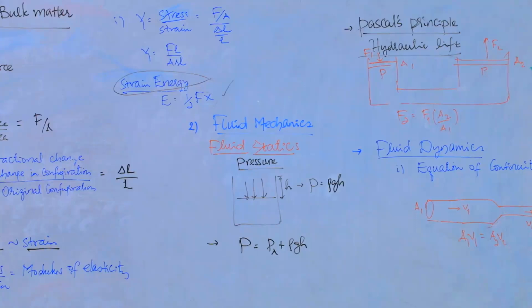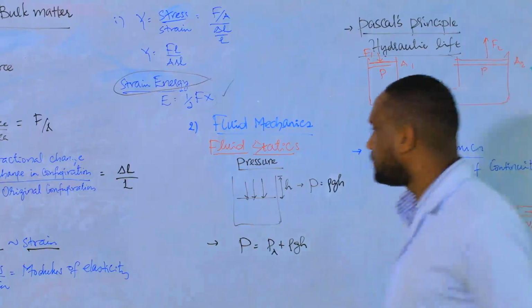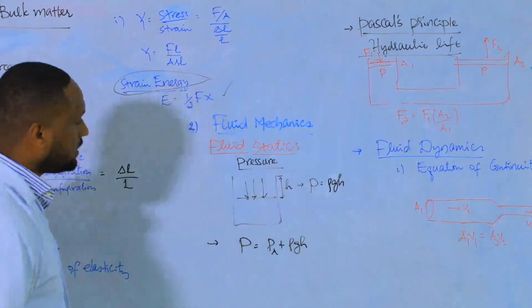So next we will see fluid mechanics. In fluid mechanics we have two important parts. The first one is called fluids at rest, that's fluid statics, and the second one is fluid dynamics. So in fluid statics, we define what we mean by pressure. Pressure is simply defined as the force exerted on an object per unit area.